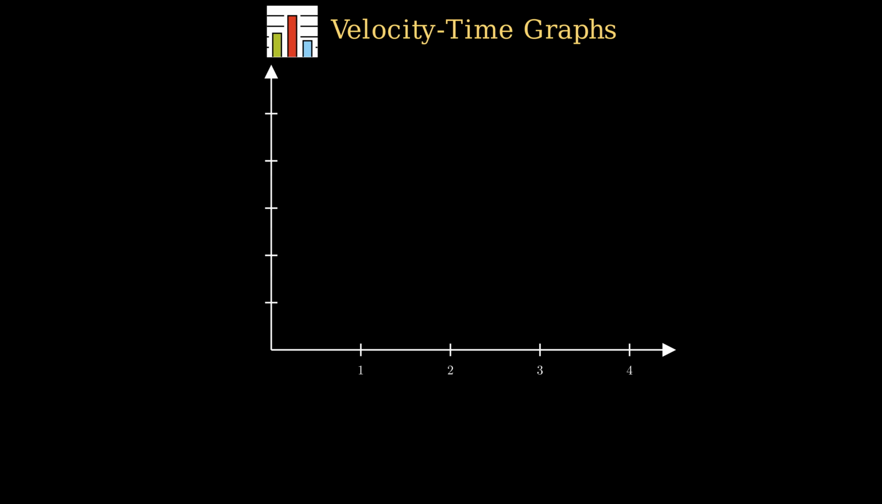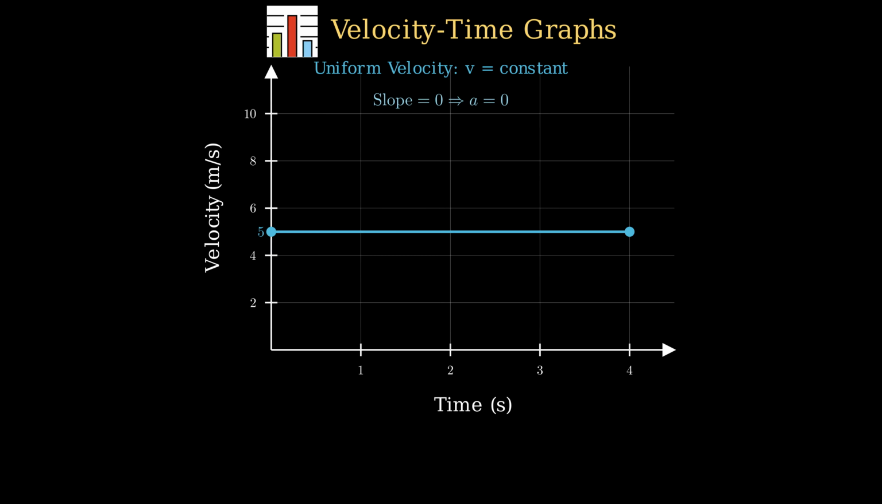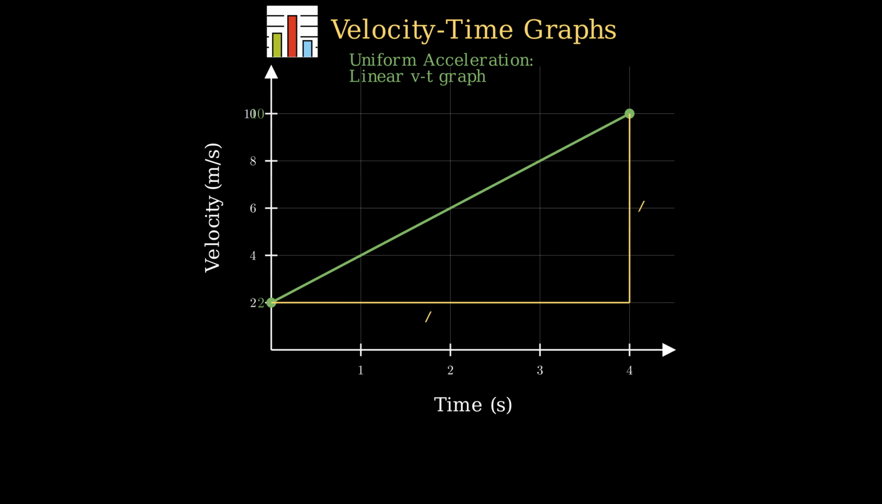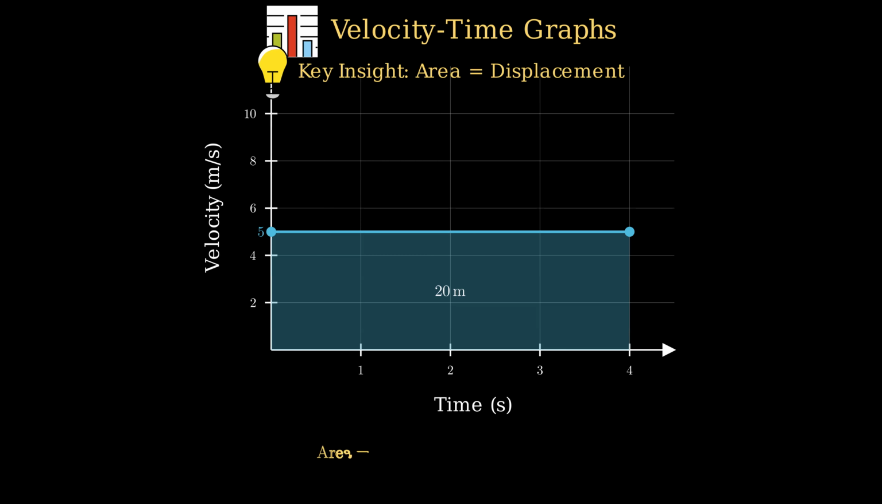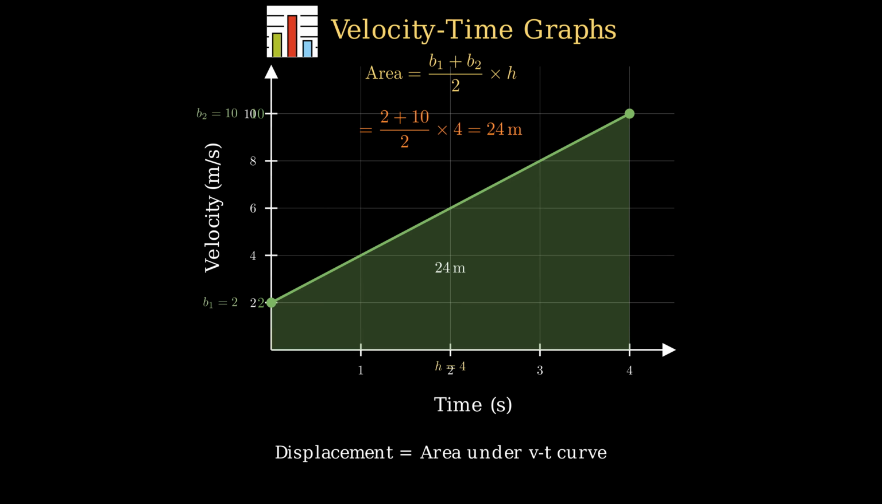Velocity-time graphs show how velocity changes over time and reveal important information. If an object moves at constant velocity, the v-t graph is a horizontal line. If an object has constant acceleration, the v-t graph is a straight line that is not horizontal. Here is a key insight. The area under the v-t graph represents displacement. For acceleration, the area under the v-t line is a trapezoid. Displacement equals the area of the trapezoid.